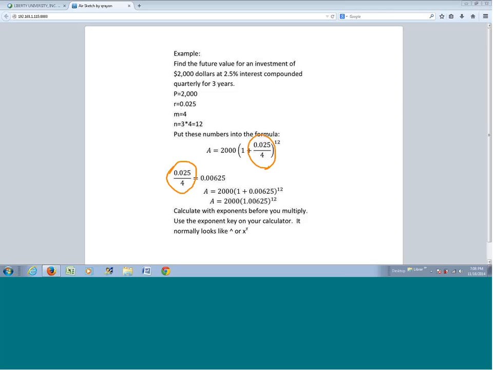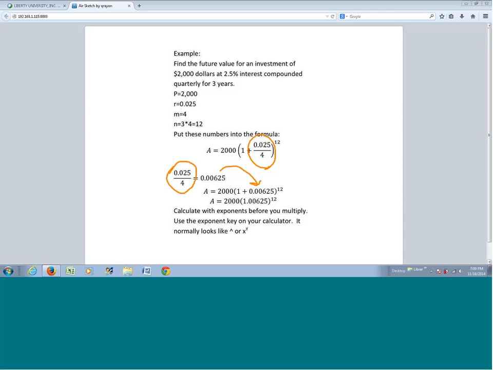So that gives me 0.00625. So that's going to go in that spot in the formula. Now notice I wrote down everything that was on my calculator screen. I typed in 0.025 divided by 4 equals. The number I see on my screen is the number I write down. You don't want to leave off any numbers. You don't want to round to any place. We're going to write all the numbers down.